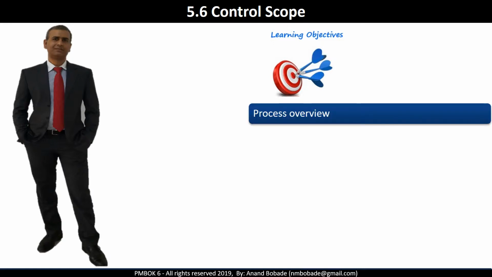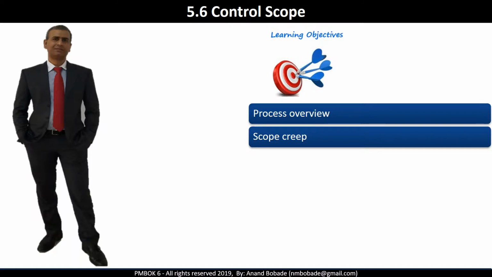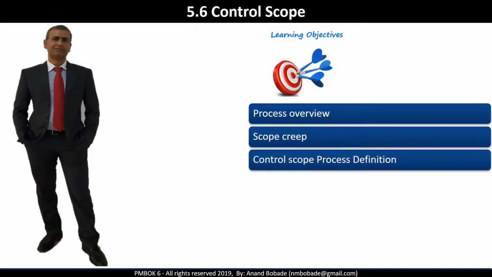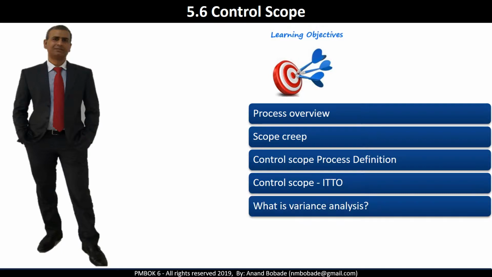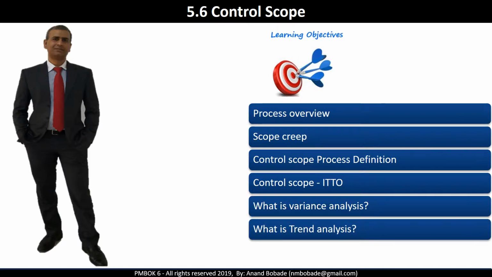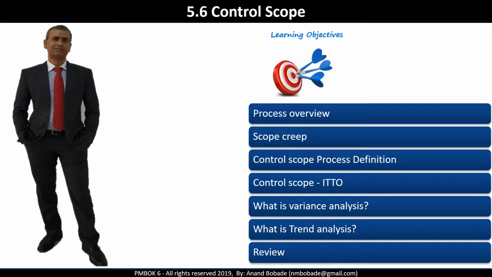We'll talk about scope creep, then control scope process definition. We'll get into details of input, tools, techniques and output, and we'll focus on some of the key tools and techniques, which is variance analysis and trend analysis. And finally, we will do a quick review.